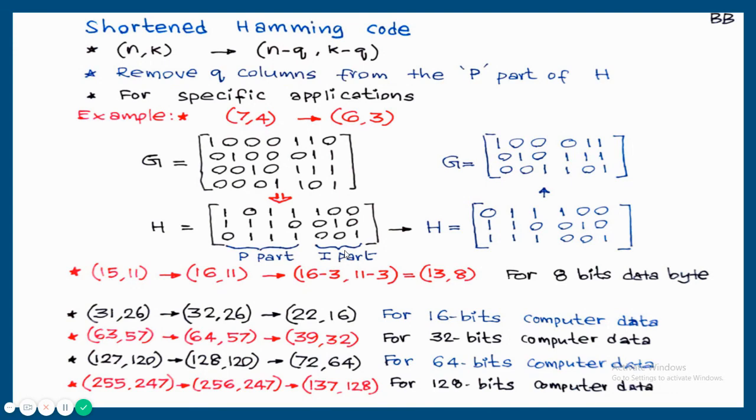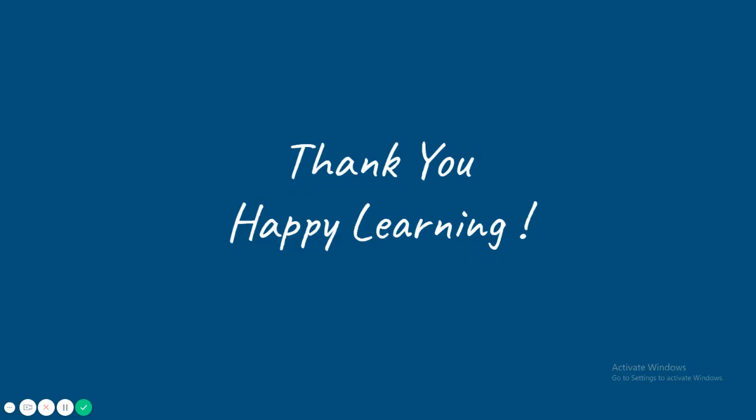So Hamming code can be extended and shortened for some specific applications like 1 byte data transmission, 2 bytes data transmission, 4 bytes data transmission, 8 bytes data transmission, 16 bytes data transmission. For this type of application, these shortened Hamming codes can be used with single bit error correction and double error detection. Thank you.